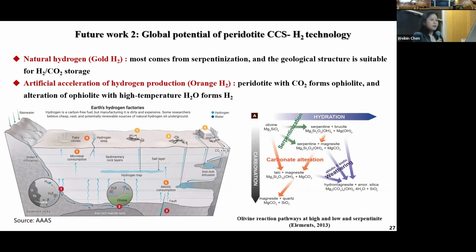And the second future work is about hydrogen. We are interested in both natural hydrogen and artificial hydrogen. For natural hydrogen, we want to get the global potential of natural hydrogen, and we all know the geological structure is also suitable for CO2 storage. And artificial hydrogen is, as I just mentioned, peridotite with CO2 forms serpentinite, and alteration of serpentinite with high temperature water will form hydrogen.